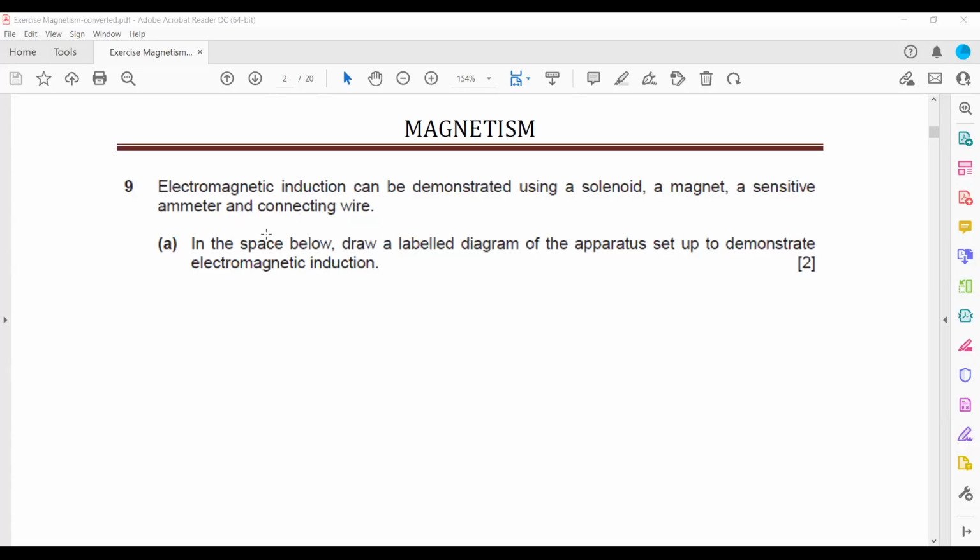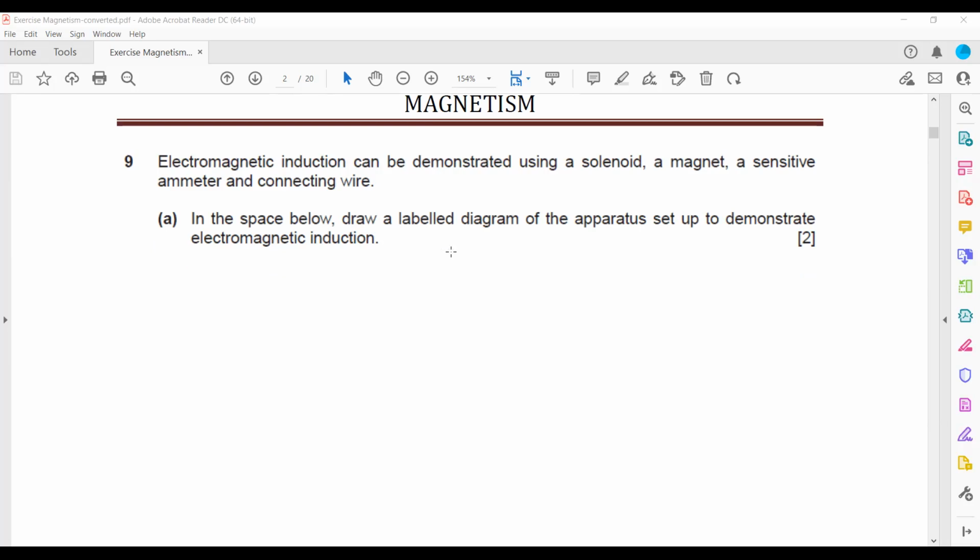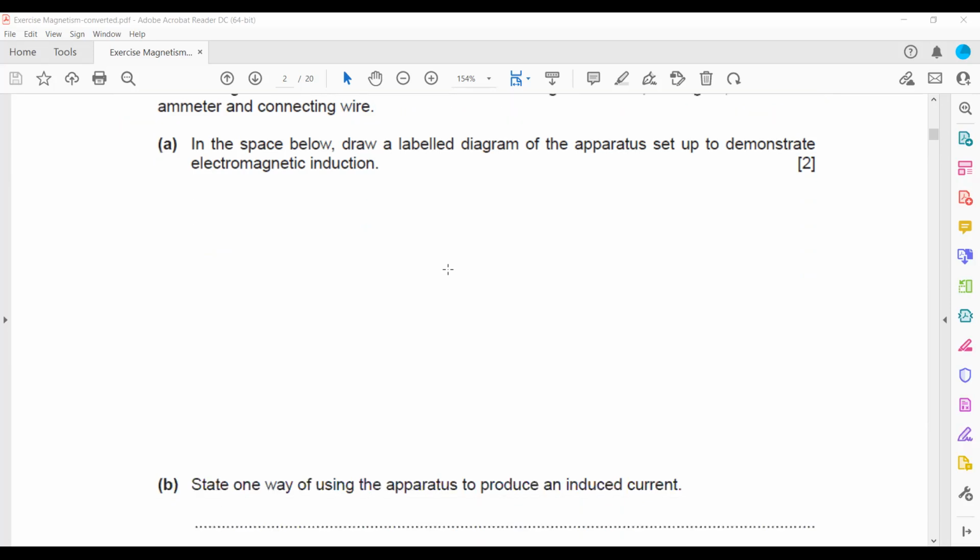As in this question, electromagnetic induction means that a change in magnetic field produces EMF. We call that electromagnetic induction. It can be demonstrated by using a solenoid. Solenoid means when we have a coiled wire with many turns, we call it a solenoid, a magnet, a sensitive ammeter and connecting wires. In a space below, draw a labelled diagram of the apparatus set up to demonstrate electromagnetic induction.